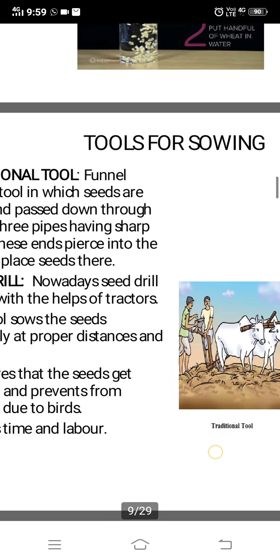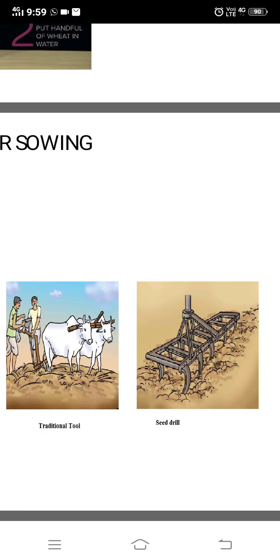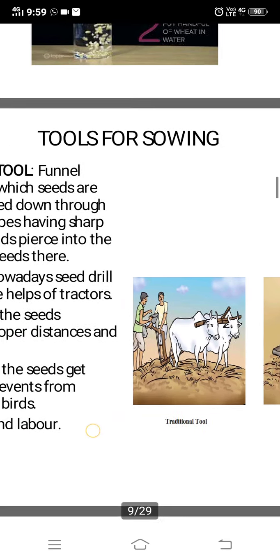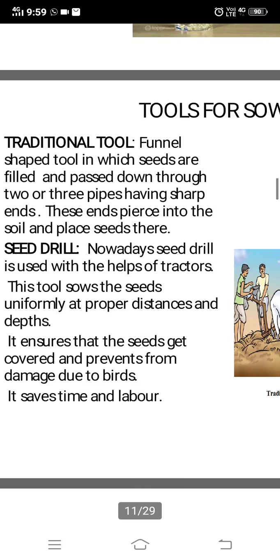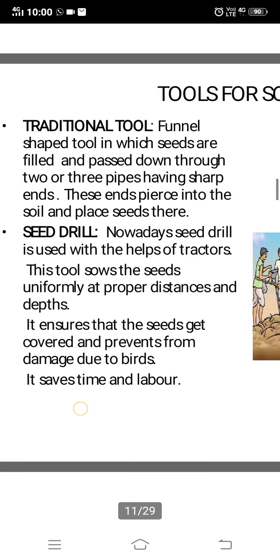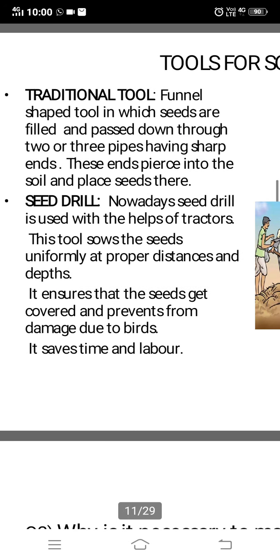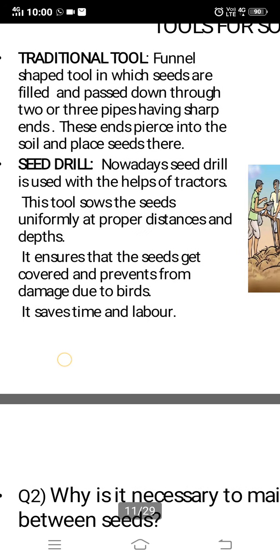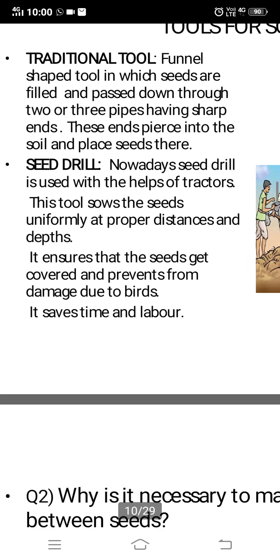Then another thing that is used is the seed drill. You can see here the seed drill, it is a modern technique. In that, you can see the piercing ends are at proper distance. So when the seeds are being sown, they will be sown at proper distances. This tool sows the seeds uniformly at proper distances and depths, and it ensures that the seeds get covered and prevents damage due to birds. Now if the seeds are not sown deep inside the soil, the birds or any animal may come and eat them.